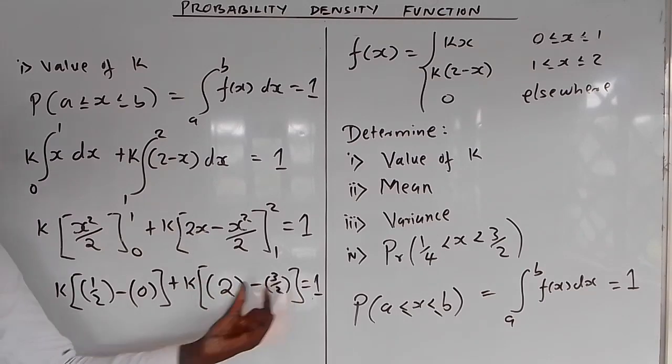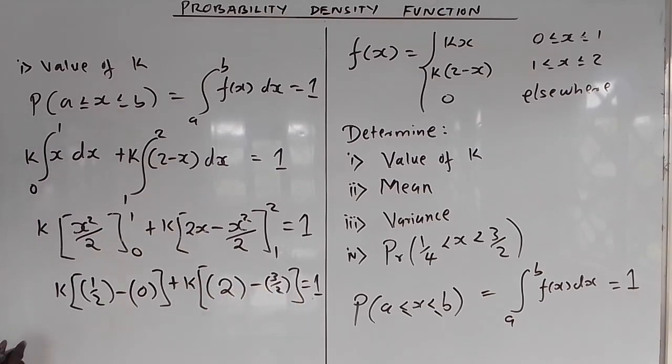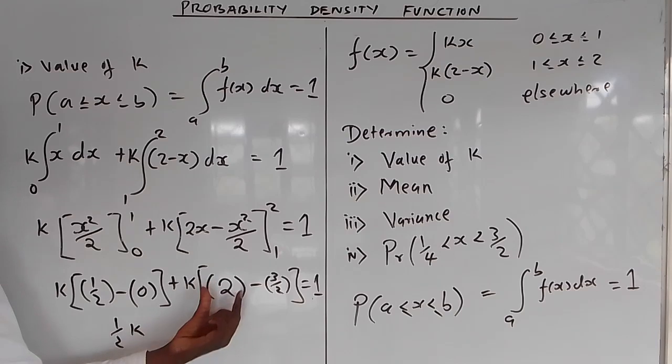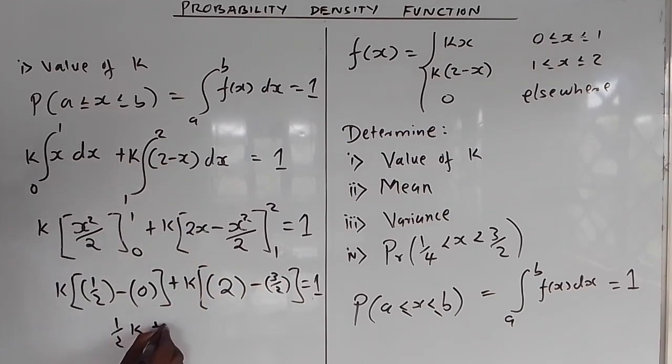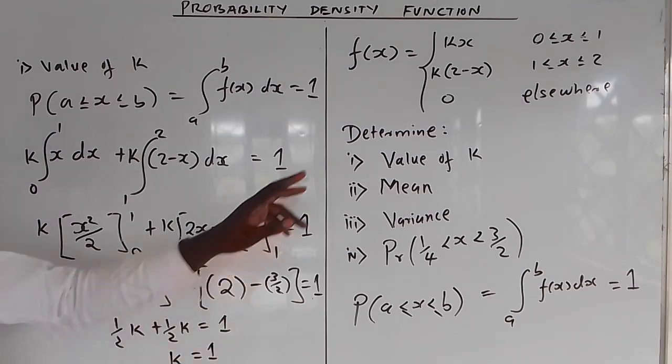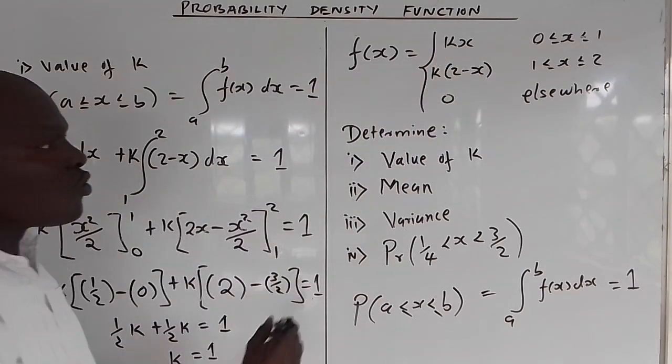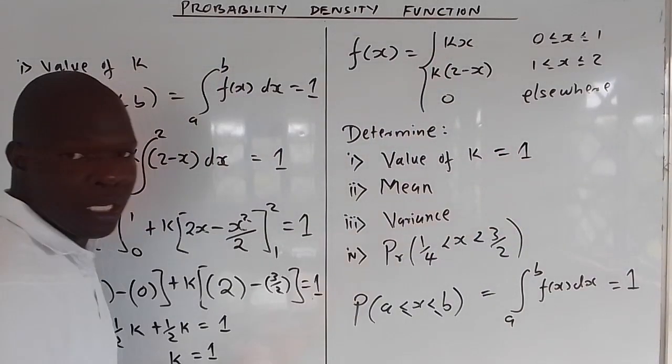So you substitute the upper limit minus the lower limit. A half minus 0 is just a half, so a half times k is a half k. Here, 2 minus 3 over 2 is a half, because 2 is 4 over 2, and 4 over 2 minus 3 over 2 is 1 over 2. A half times k gives plus a half k. This equals 1. So what is the value of k? Half k plus half k is k, which equals 1. So our constant k is 1. You have found the value of k to be 1.